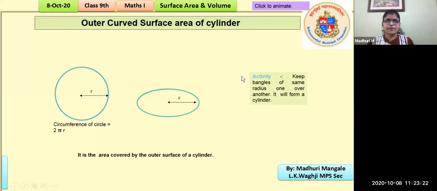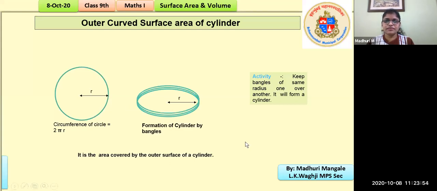Now imagine you have a bangle, all right? And you're going to keep the bangles one over the other. The bangles are of the same radius. We know the circumference of a circle. What is the circumference of a circle? It is 2 pi r. Right, students? Now, let us look at what happens if we go on arranging a bangle over another.